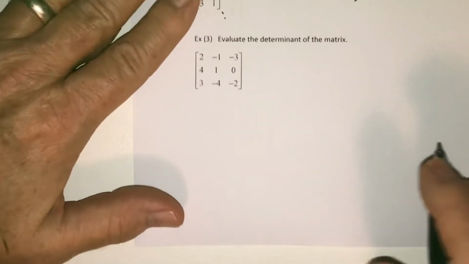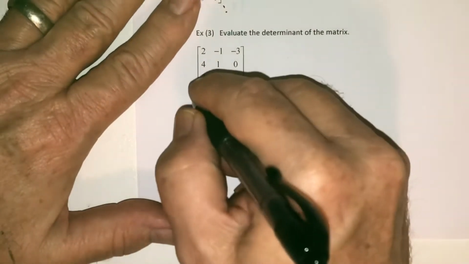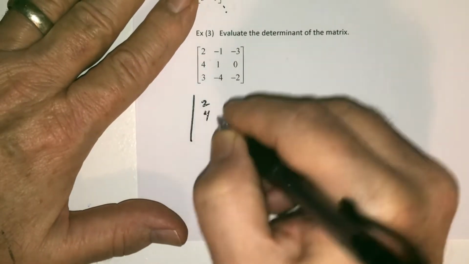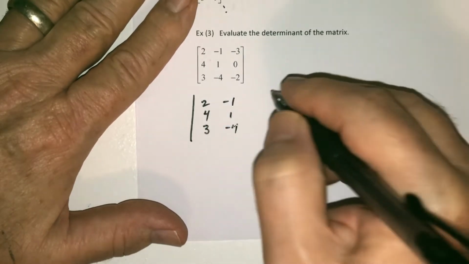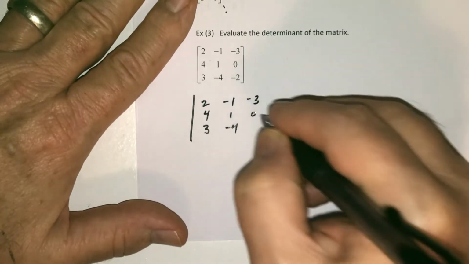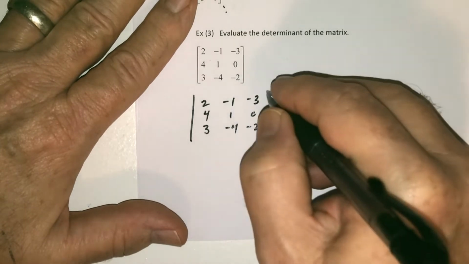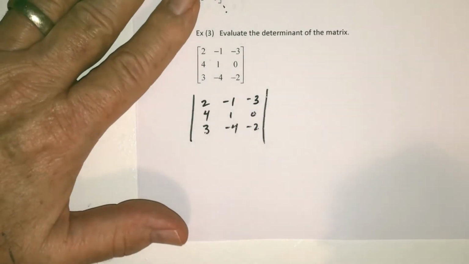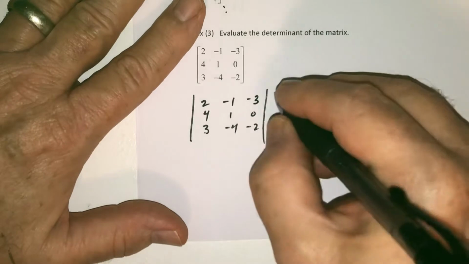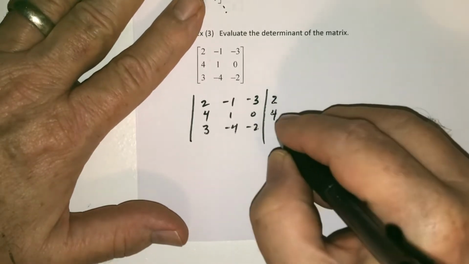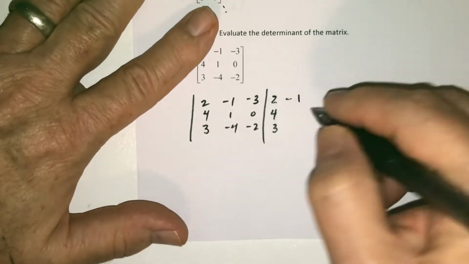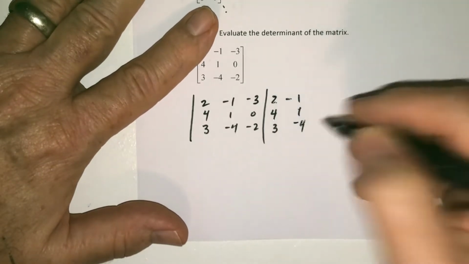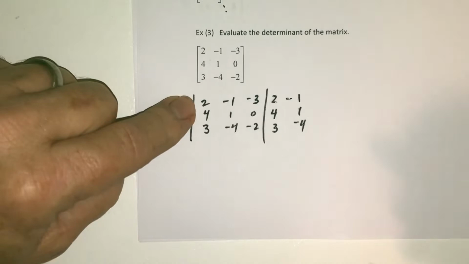If you want to find the determinant of a 3 by 3, start by just copying down the matrix itself. We're going to do this by hand and with the calculator, by the way. There's the matrix itself. I'm going to duplicate column 1, which was 2, 4, 3, and then duplicate column 2 again, negative 1, 1, negative 4.